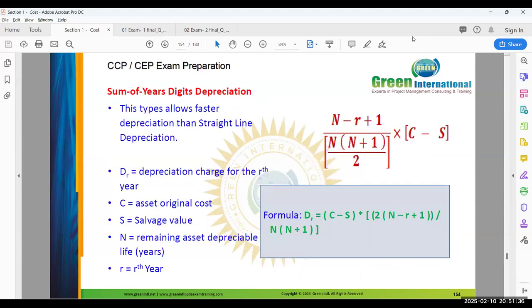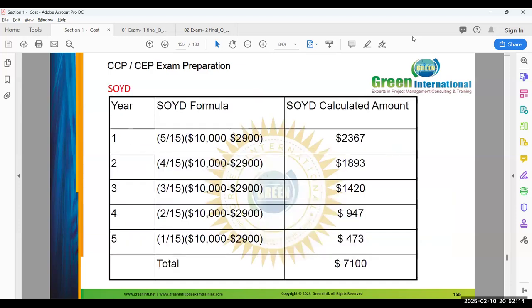Then the next formula is the sum of years depreciation method. You can memorize these formulas, but the chances of them asking the sum of years digit depreciation method are very low. Maximum they will ask the double declining method. It is always better to memorize, but since it's a very complicated formula, they may not ask. They didn't ask me, and I asked multiple people who attempted the exam; for them also this question was not asked.